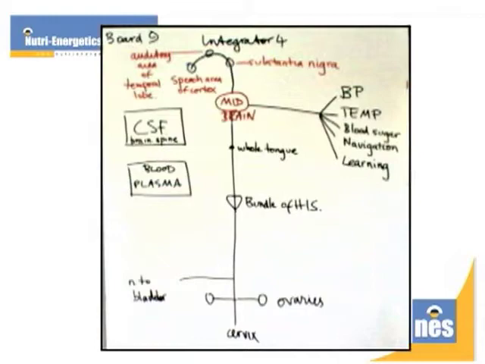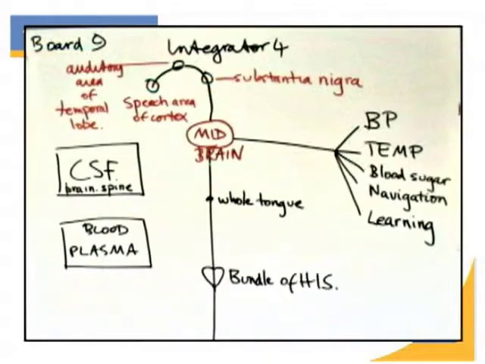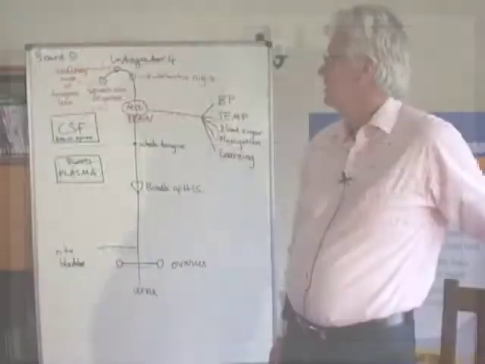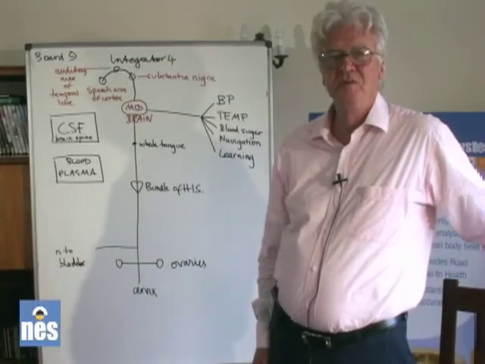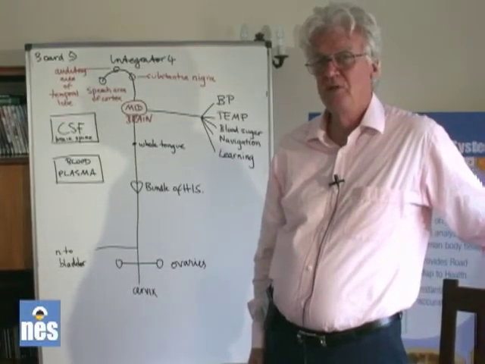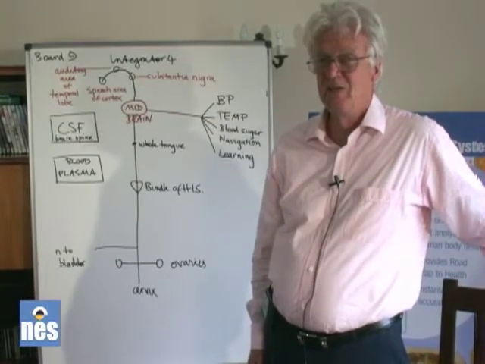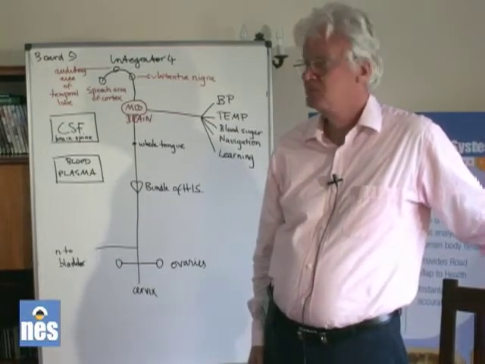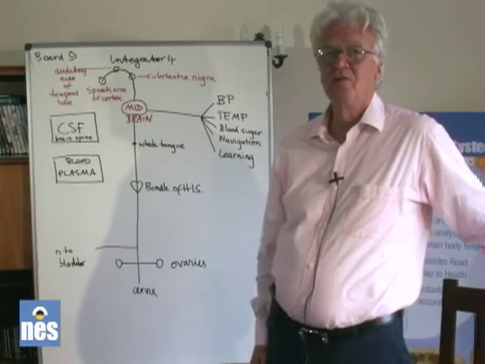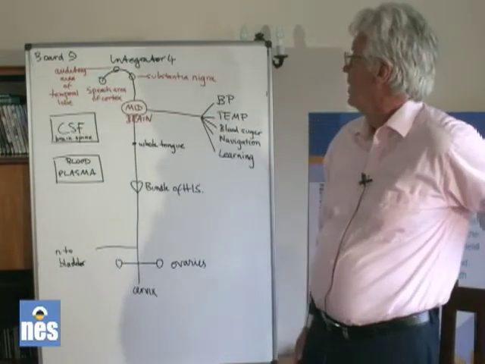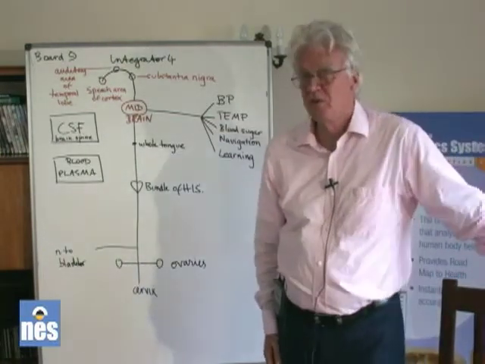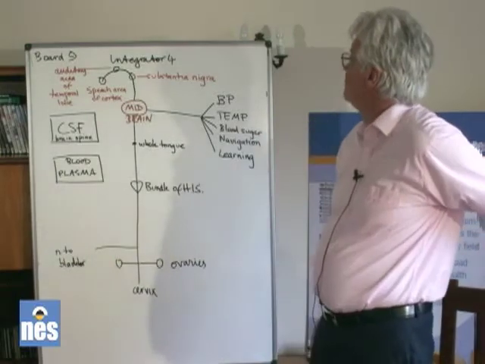Integrator 4 mind map. Think of integrator 4 as mainly going to some key areas of the brain: the auditory area of the temporal lobe and the speech area of the cortex. If you have trouble with nerve deafness, where there's difficulty in interpreting what you hear, you can hear all right but you don't know what it is, it's integrator 4. Speech area of cortex is for learning difficulties of children.